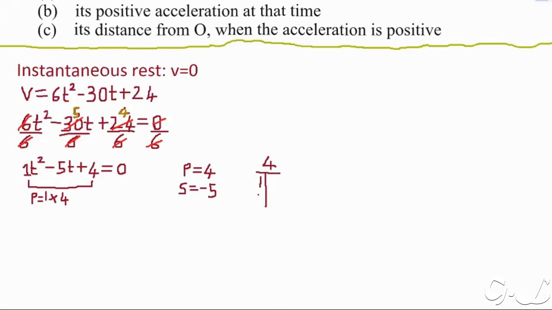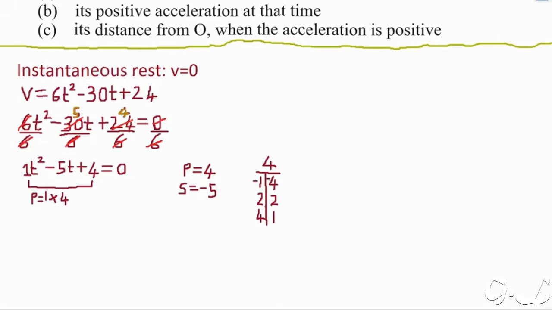So in this case, let's try to find the factors of 4. We have to find the factors of the product. So the factors of 4 are 1, 2, and 4. So we have to find two numbers from that list, whereby when we multiply them, it should give us the product, which is 4, and when we add them, it should give us the sum, which is negative 5.